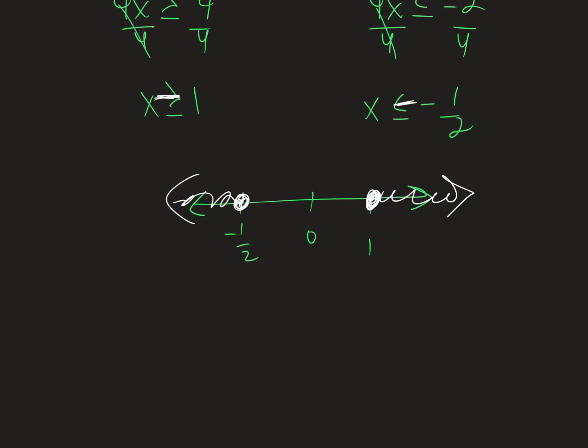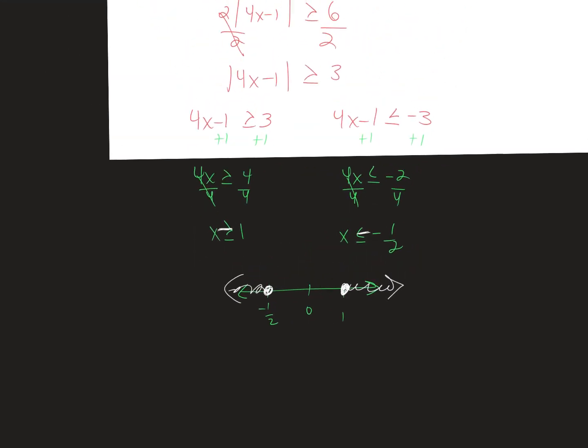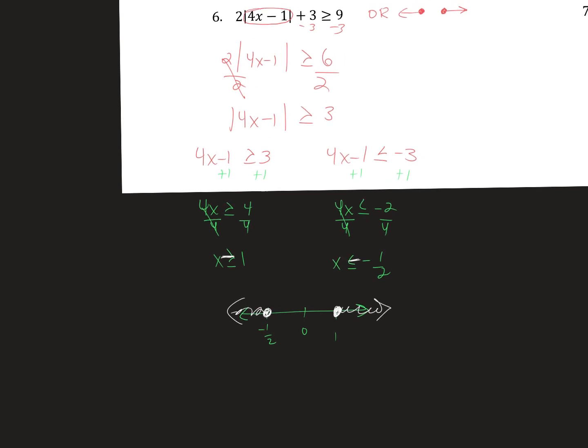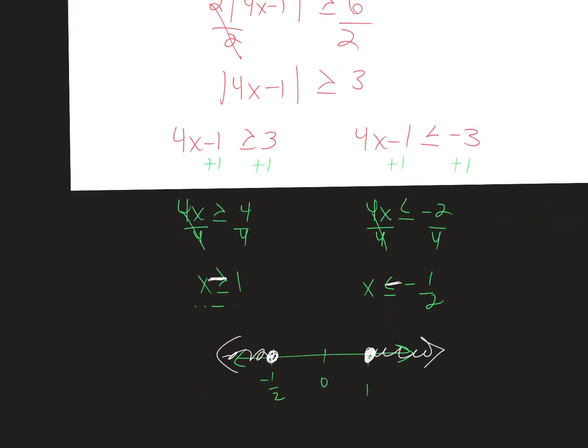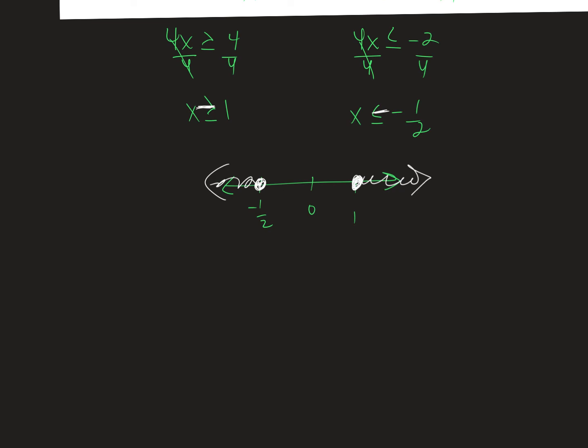So let's check algebraically. Let's plug in 0. If I plug in 0 into this inequality, should it work? No, because I didn't color. So if I plug in 0 right here, the absolute value of -1 is 1, right? 1 times 2 is 2, and 2 plus 3 is 5. Is 5 greater than or equal to 9? No, so that means I have this done correctly. So how would you write your interval notation? From left to right.